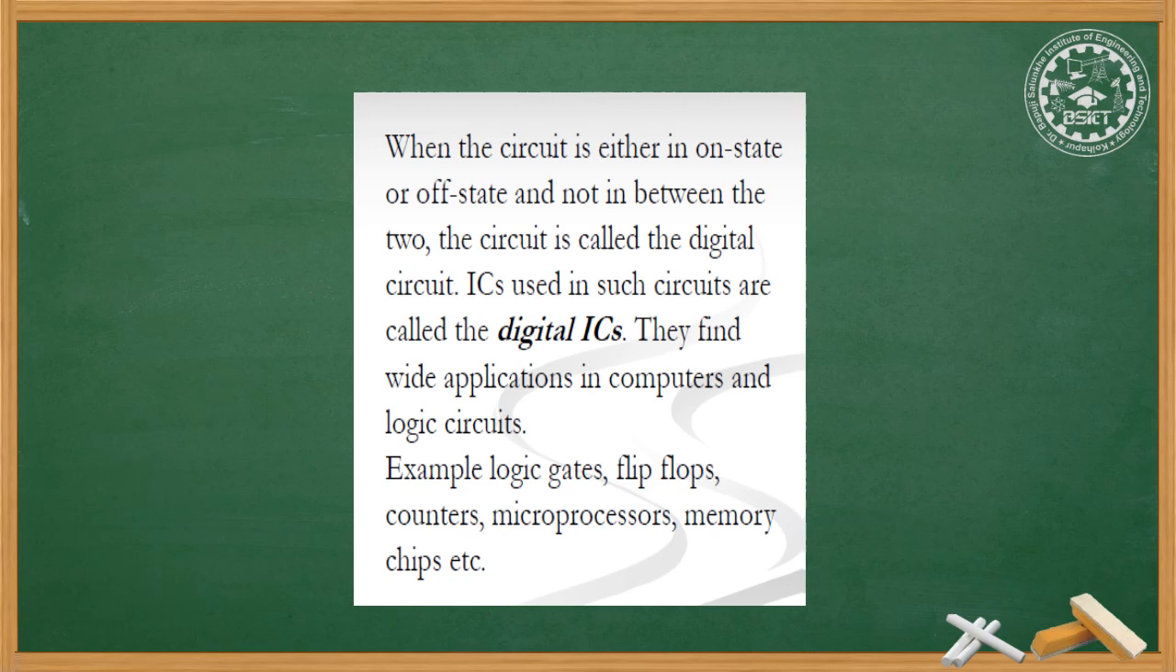And the last type, digital IC: when the circuit is either in on state or off state, so it can take only two values, not in between the two, the circuit is called a digital circuit. ICs used are digital ICs, and applications or examples are logic gates, flip-flops, counters, etc.